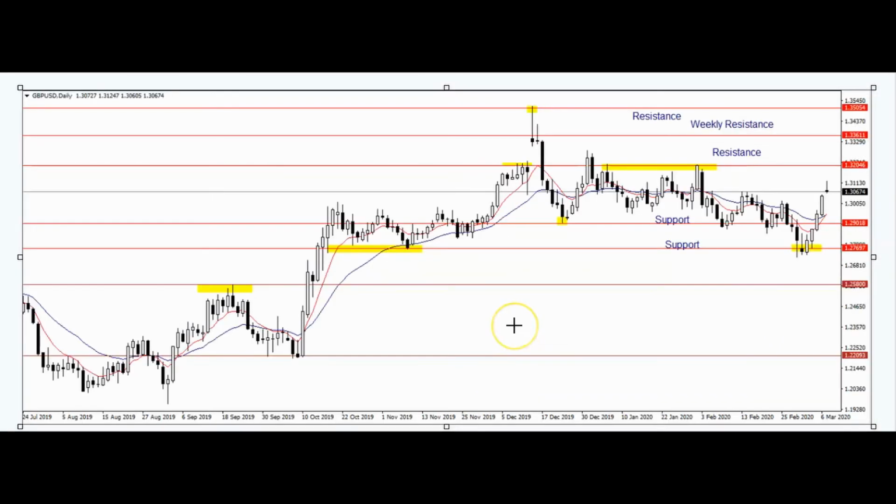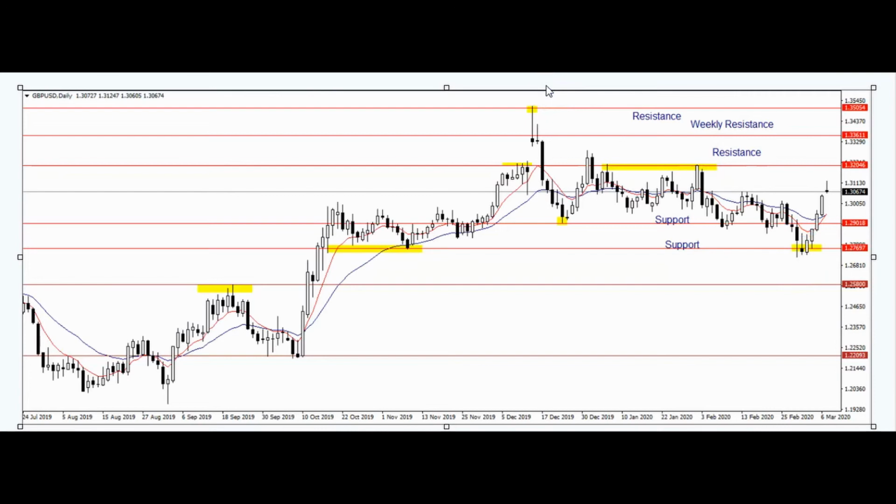Here we have the British Pound USD. My bias on this pair is neutral. I did have a slightly bearish bias on this pair based upon this choppy sideways movement here, and it broke below previous support here through this pin bar, which failed.